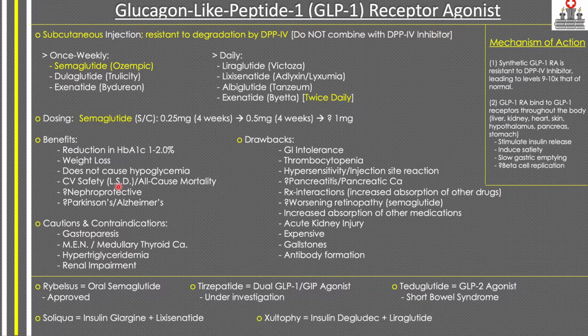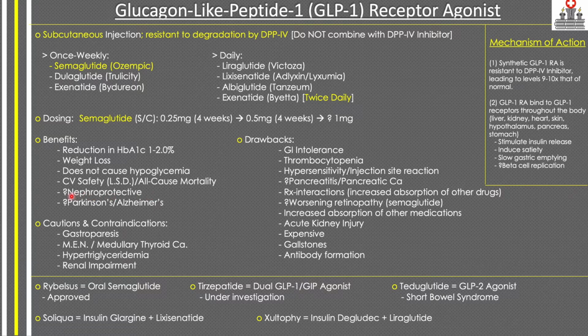I put semaglutide, but this is the injection, the Ozempic. Although there is the oral semaglutide known as Rybelsus, it's currently still under investigation. The SOUL trial is currently underway, assessing whether there is a cardiovascular benefit. We know from the preliminary data that the oral semaglutide Rybelsus is non-inferior, but we're still waiting to see whether there is a superiority cardiovascular benefit.